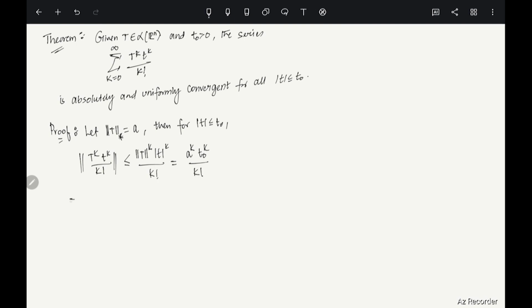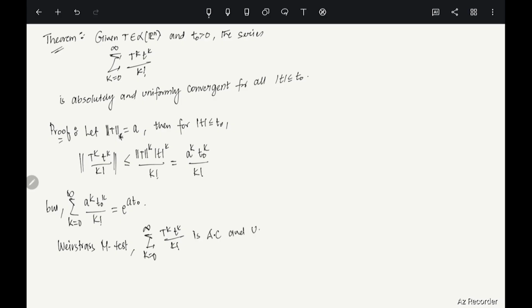Now what is this? If you take the sum, k equals 0 to infinity, A power k t naught power k by k factorial is nothing but e power A t naught. So we can use the Weierstrass M test. This series is dominated by an absolutely convergent series. So essentially this series absolutely and uniformly converges. That will imply that the series k equals 0 to infinity, T power k by k factorial, is absolutely convergent and uniformly convergent.